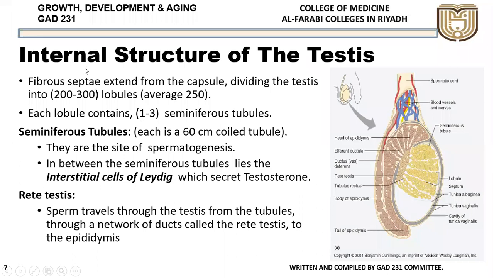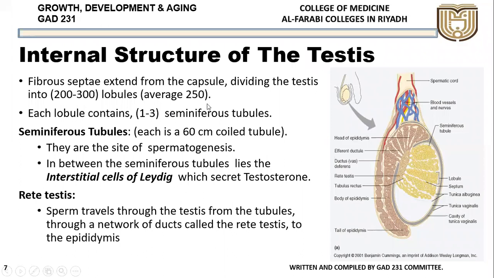So how many lobules are there in each testis? Almost 200 to 300 lobules. The average is almost 250 lobules in each testis. Now coming to each lobule, each lobule contains 1 to 3 seminiferous tubules. There are long, highly coiled tubes here. If you can see here, these are the yellowish colored structures. These are nothing but long tubes called seminiferous tubules. There are 1 to 3 in each lobule.